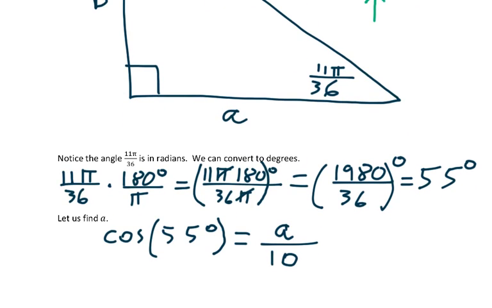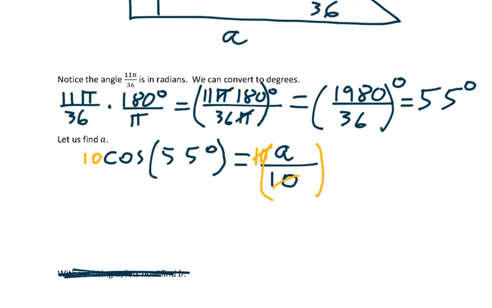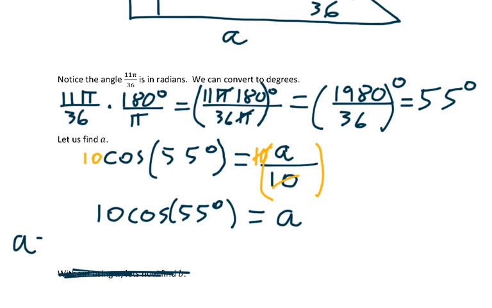Okay, so now we want to figure out what A is. Here it's actually pretty easy because we want to solve for A. So let's multiply both sides by 10. We have a 10 here, right? And why does that help us? Because these are going to cancel, and we're going to end up with A, and we have 10 times the cosine of 55 degrees. But let me just write this a little bit better. We have A is 10 times cosine of 55 degrees. So again, we want to get cosine of 55 degrees. Okay, so that's where the calculator comes in.